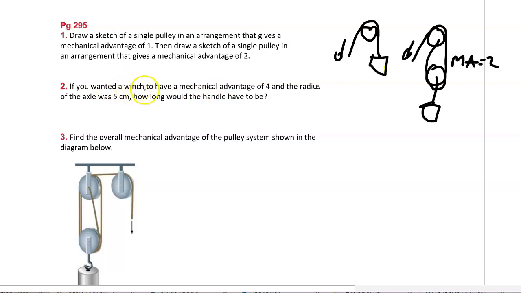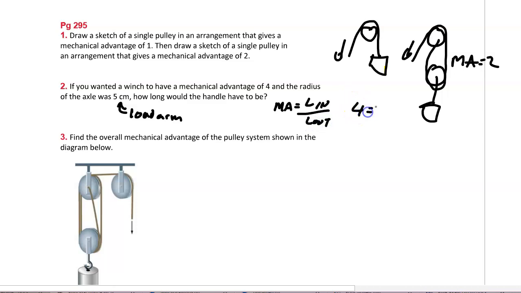Okay, question number 2. If you want to have a winch of mechanical advantage of 4 and the radius of the axle is 5 centimeters, this is a load arm. Well, in this case, the mechanical advantage is equal to the length of the input divided by the length of the output.